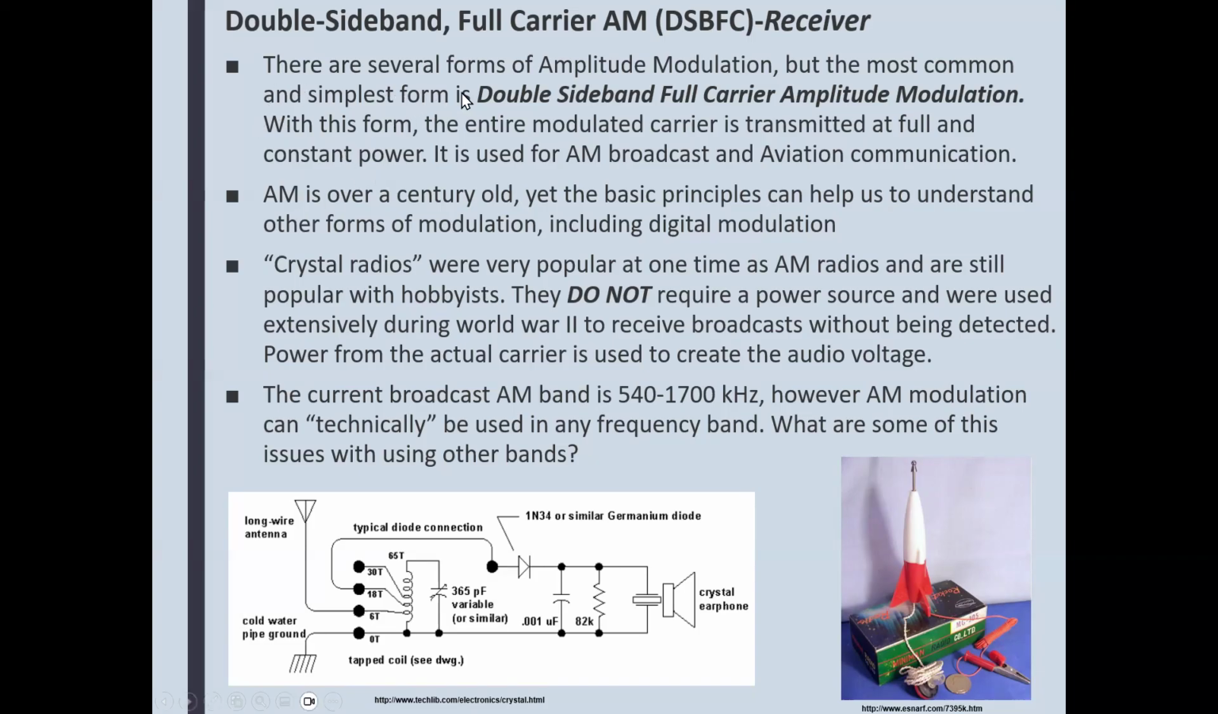There are several forms of amplitude modulation, but the most common is the double sideband full carrier amplitude modulation, where we actually transmit the carrier and the two sidebands, and they're being transmitted in the frequency division multiplication as a broadband through the air or through a cable, but usually through the air. And we're going to have a tuner that tunes to the carrier.